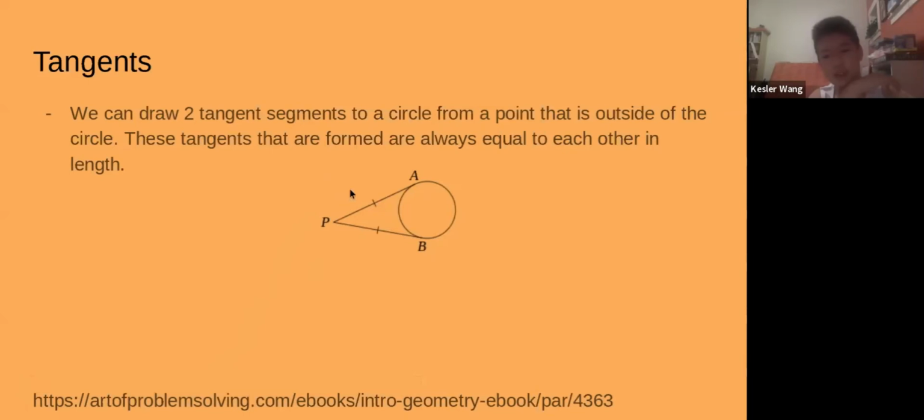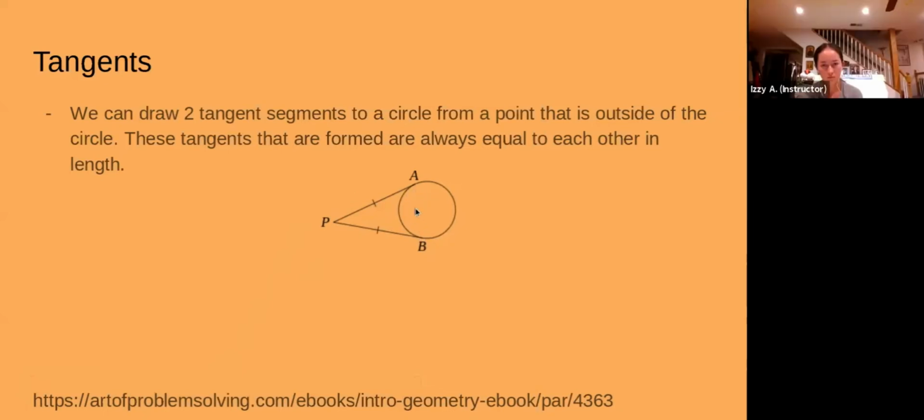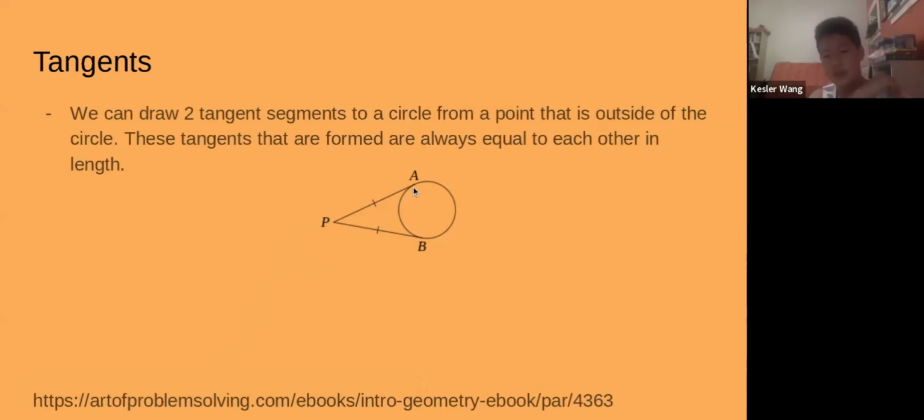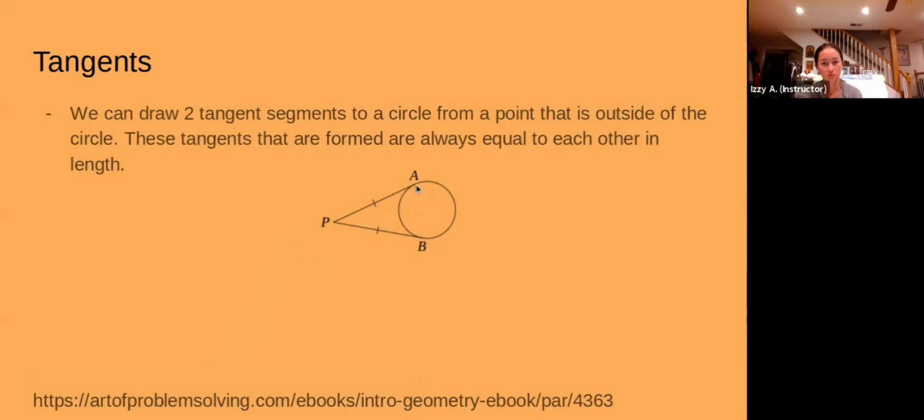I have a question. Yes. If you connect A and B, wouldn't that technically mean that PAB is an isosceles triangle, so that's why they are equal to each other? Yes, you can think of it like that in one way. But yes, good thinking.